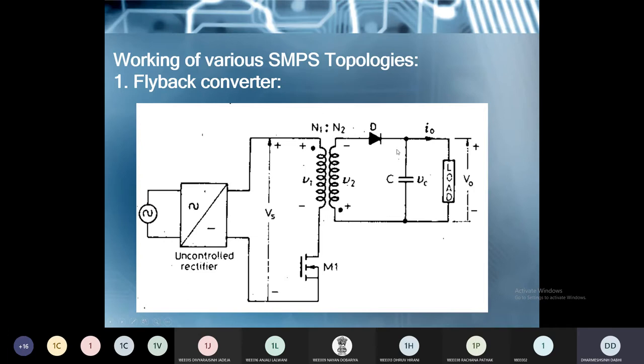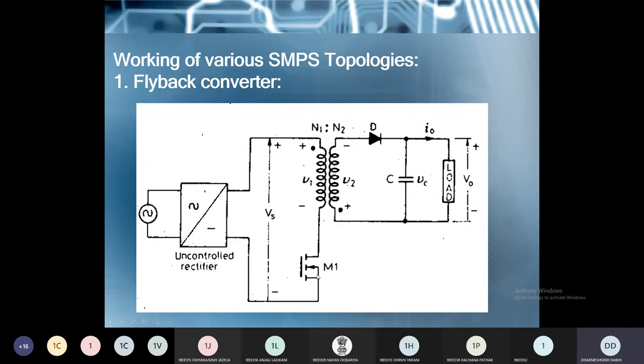So after the filtering of this DC voltage, the DC voltage comes across the load side. It means you get the controlled DC voltage without harmonics at the load side. So this is the simple function of this flyback converter. So what actually happens in the flyback converter, let's understand one by one.